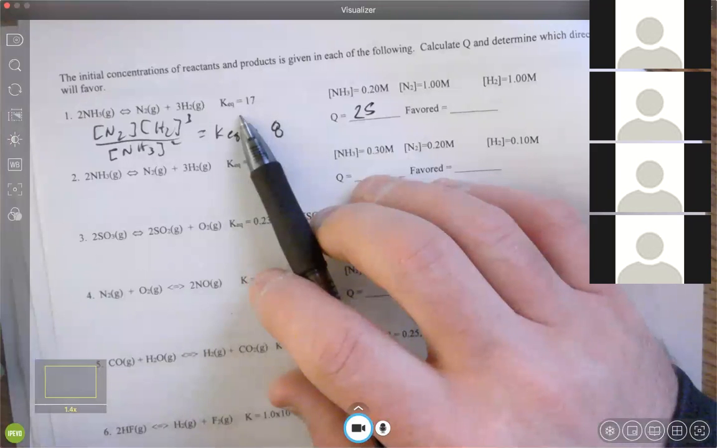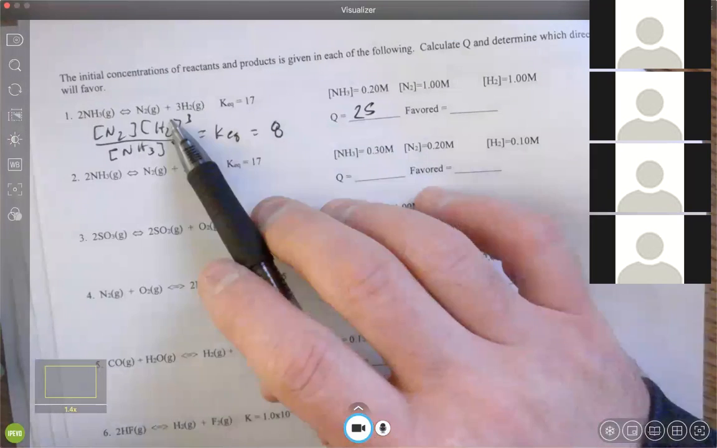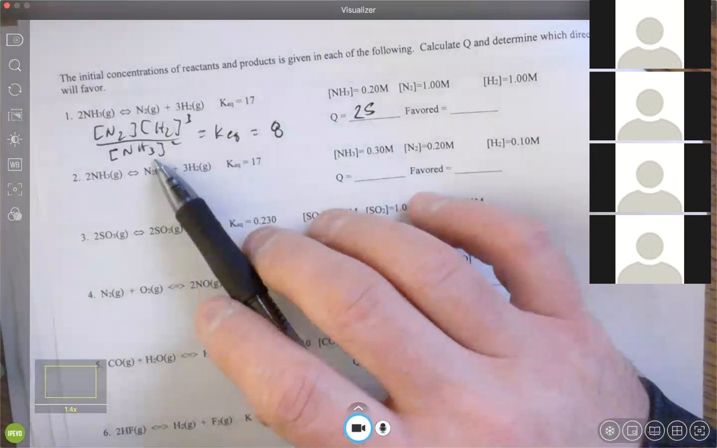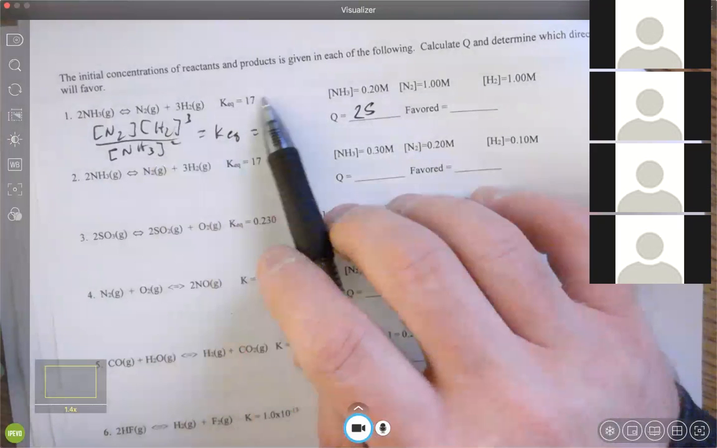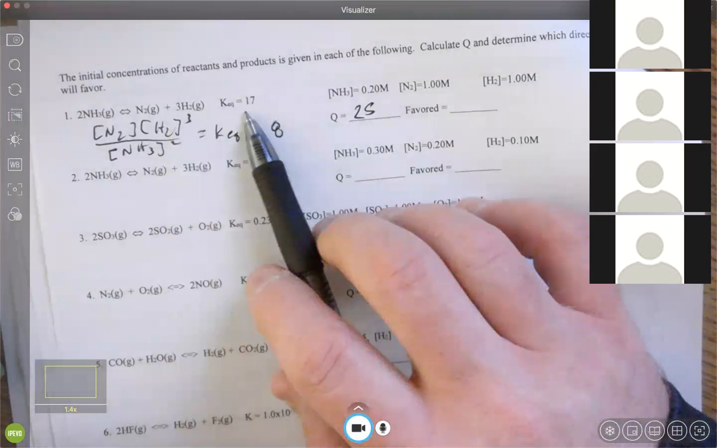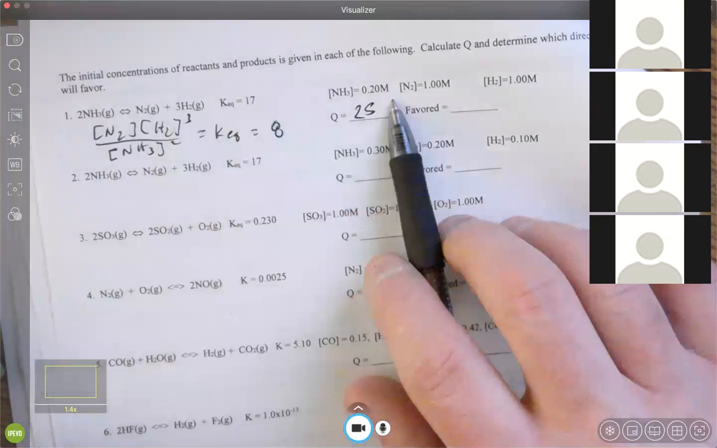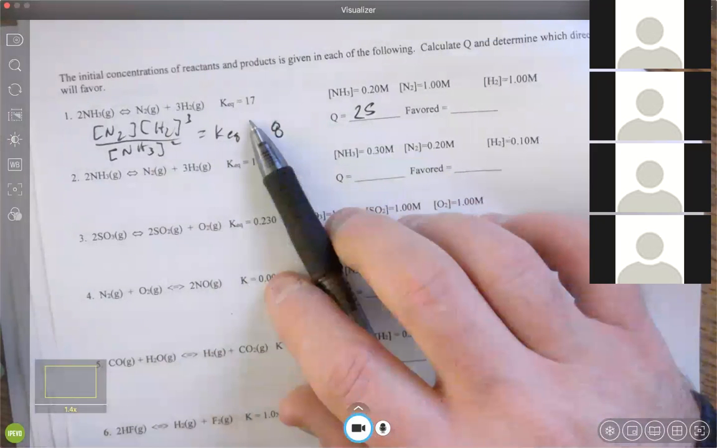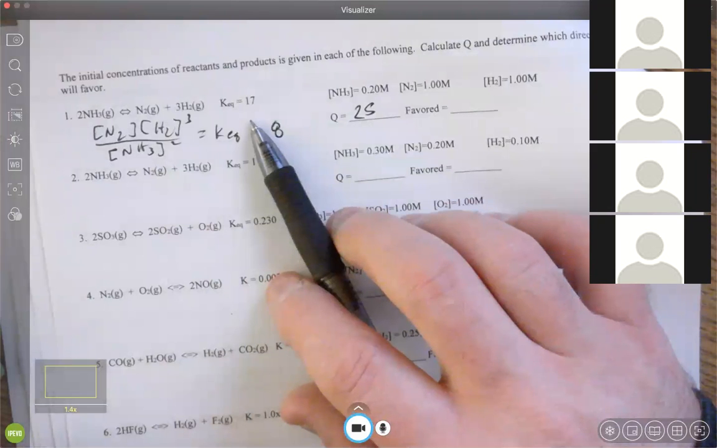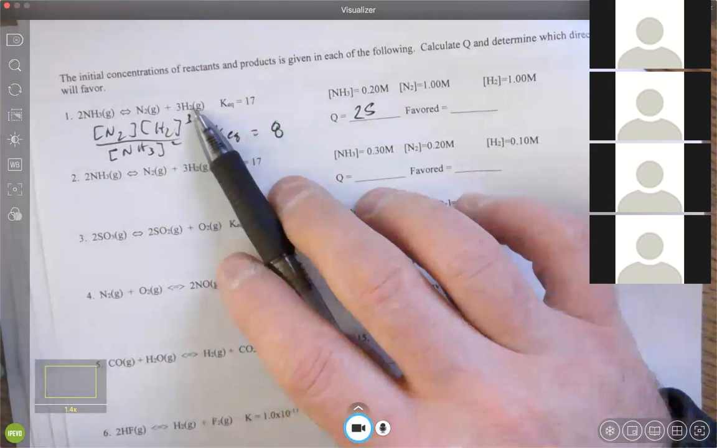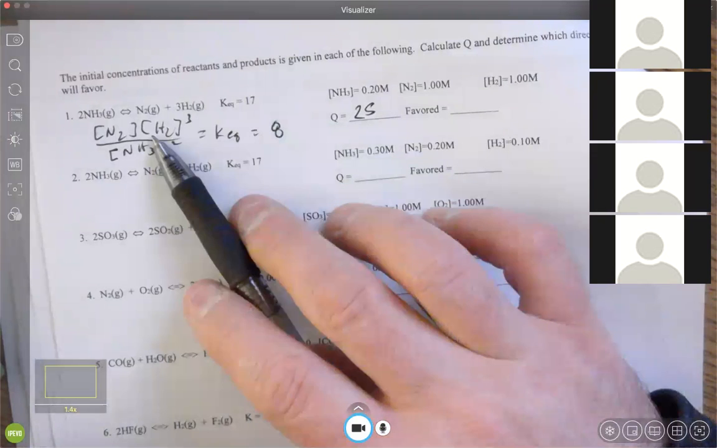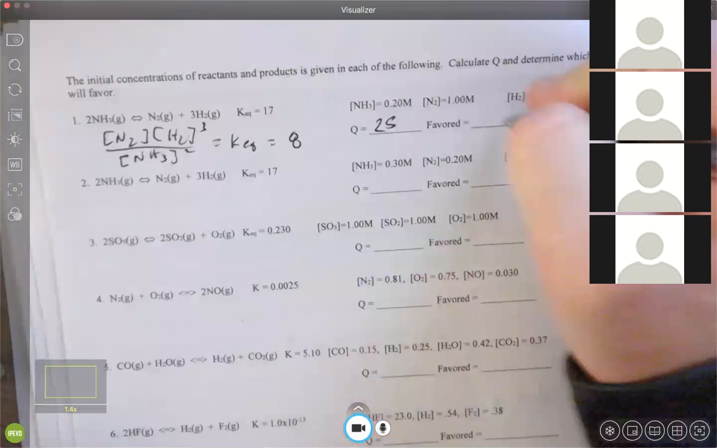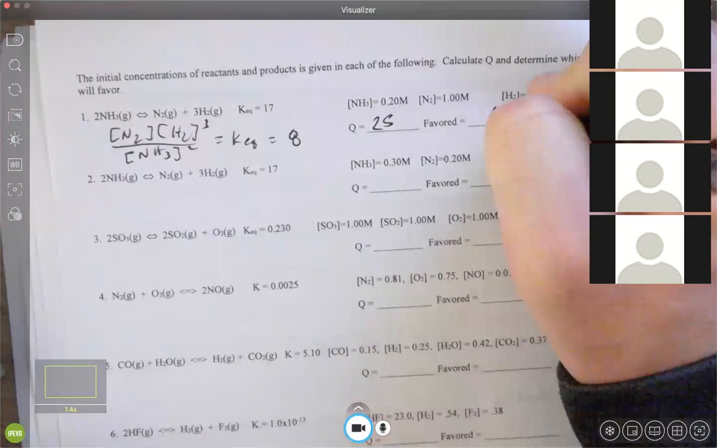So keep in mind again what this actually means. This is a ratio of products to reactants. The equilibrium constant says it should be 17 to 1. We are currently at 25 to 1. We need to get less products to reactants. How do we get less products to reactants? We take some of the products and we turn them into reactants. So we favor the reverse reaction.